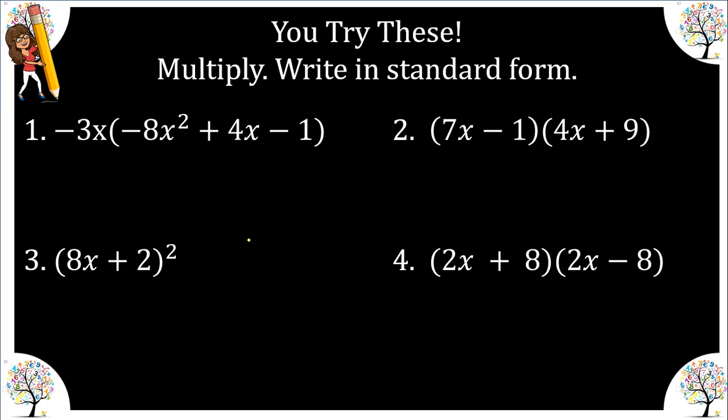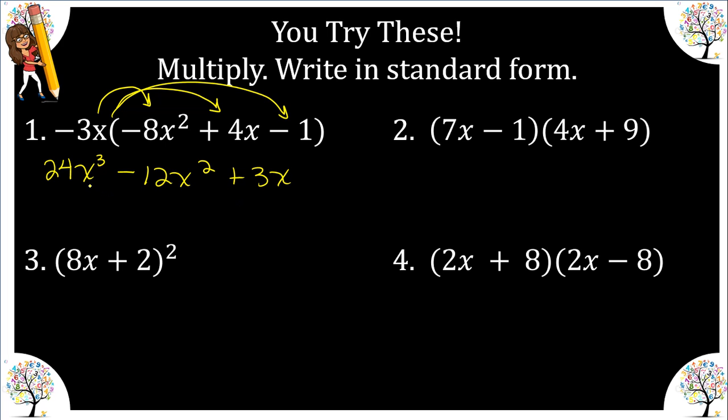Now, you try these. Pause the video, and then when we come back together, we'll review them. Okay, we have negative 3x times negative 8x squared. That gives us positive 24x to the third. Then we get negative 12x squared. And then lastly, we get a positive 3x. We have a cubic trinomial.